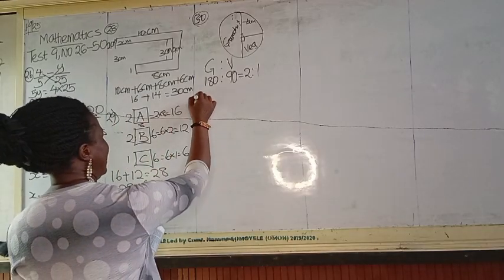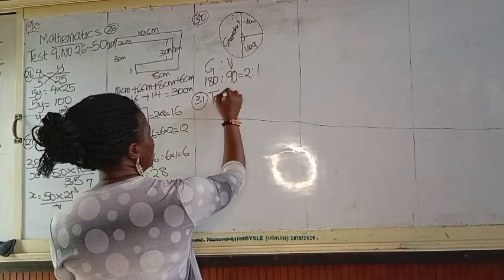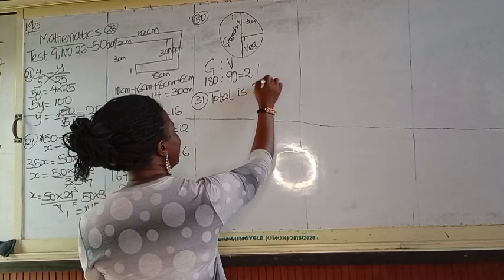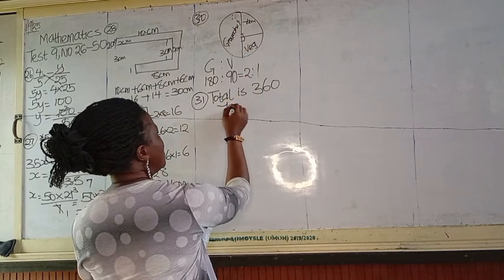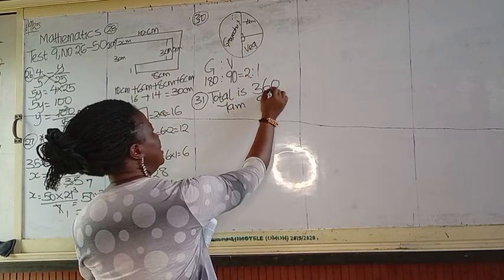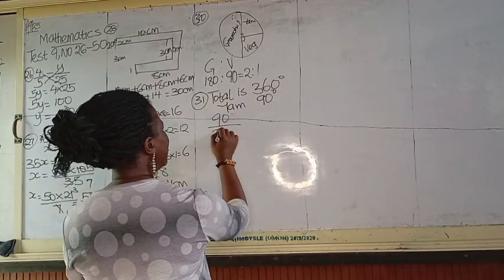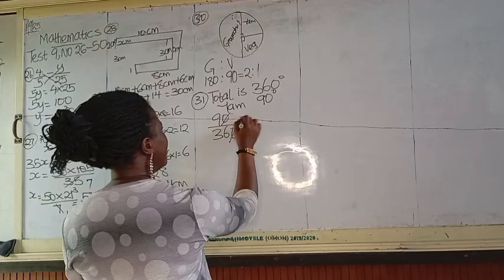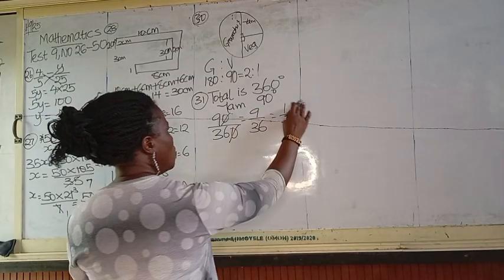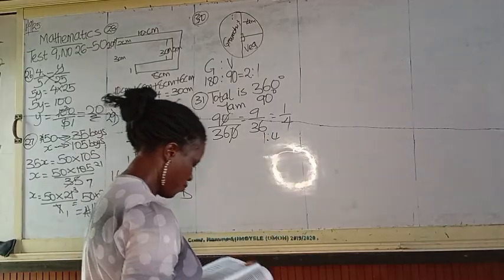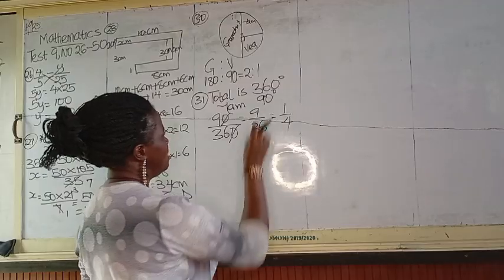And number 31 question says, what fraction of the land is used for yam? What fraction of the land? The total is 360. And the yam is what? 90 degrees. So what are we going to do? That will be 90 over 360. Take away this zero, we are having 9 over 36. And that is 1/4. We are not giving a ratio, we leave it as 1/4.